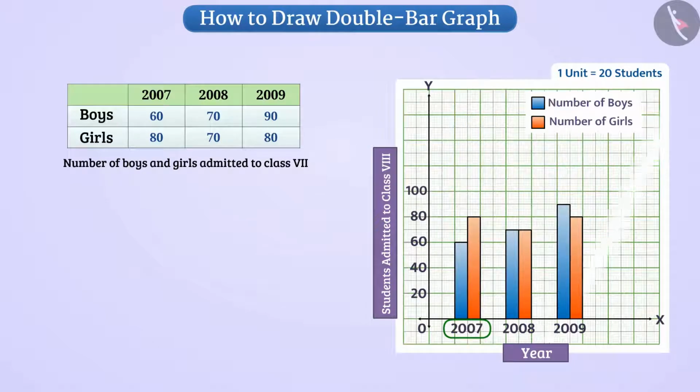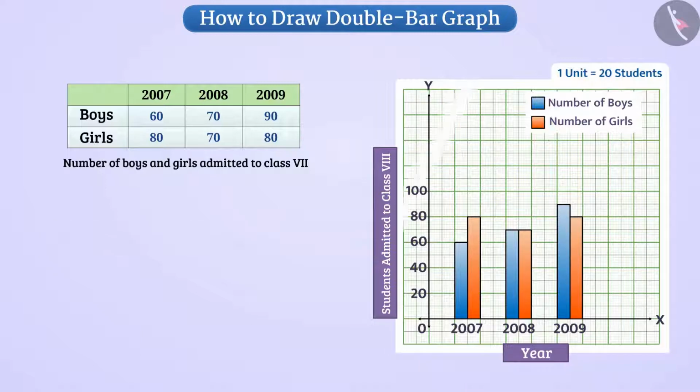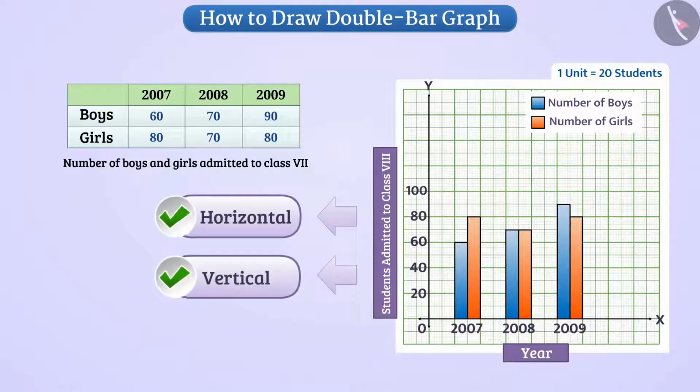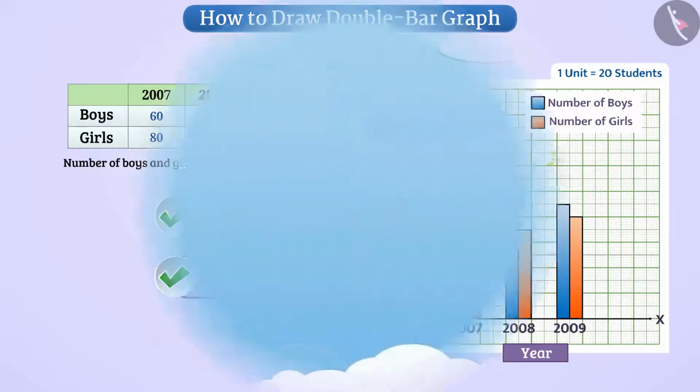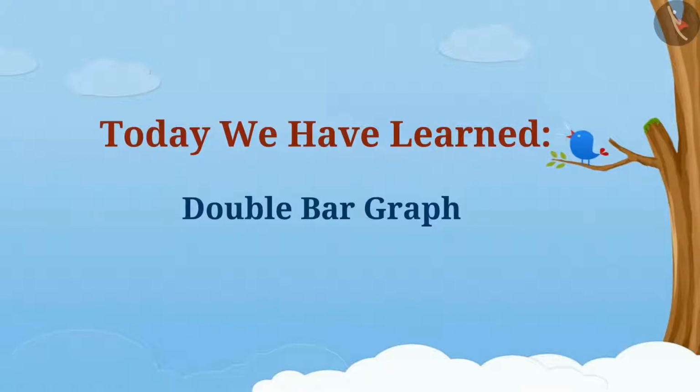Thus, in a double bar graph, two different types of data are represented as pair of bars so that the two sets of data can be compared. The same scale is used for both figures. Like the bar graph, the double bar graph can also be drawn horizontally or vertically. We will understand more about this in the next video. Today we have learned the double bar graph and how to draw it. In the next video, we will see some interesting examples related to this.